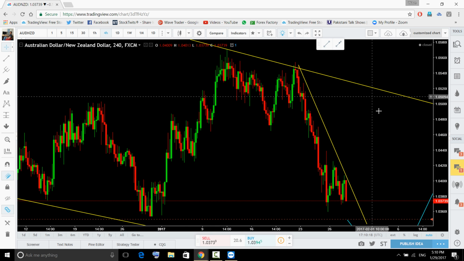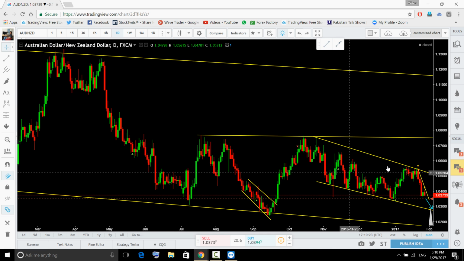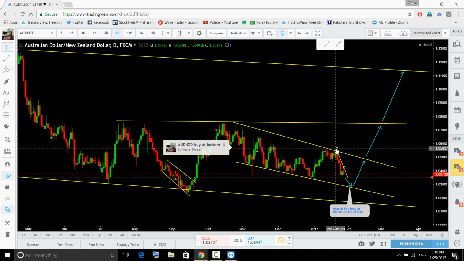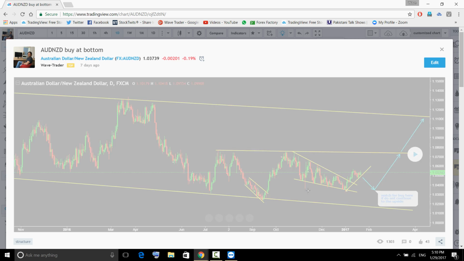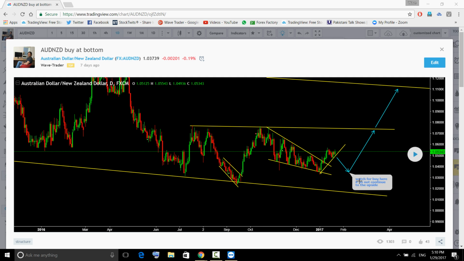Australian dollar and New Zealand dollar. Okay, so here we got the Australian dollar and New Zealand dollar. If you guys remember, I was anticipating a bottom somewhere here. Some of you guys were looking for upside, if I'm not wrong. I wasn't looking for upside.